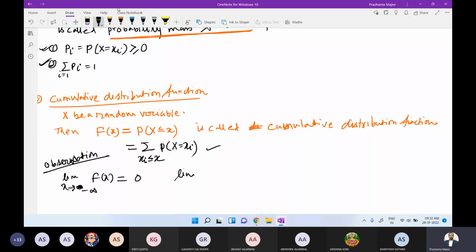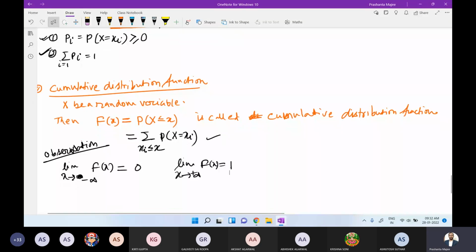So what will it be as x tends to plus infinity? It will be 1. What about the nature of F of x? Is it a monotonically increasing function? F of x की वैल्यू धीरे धीरे बढ़ रहे हैं. Yes, sir. So the third observation, I should not say observation, these are the properties. F of x is monotonically increasing.